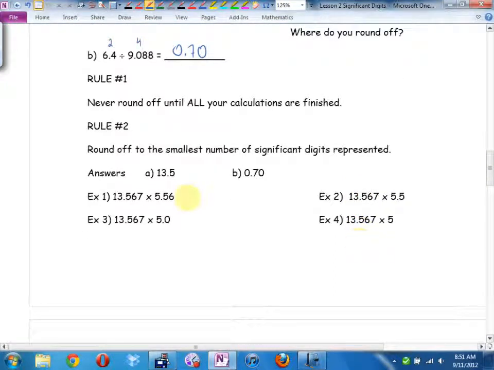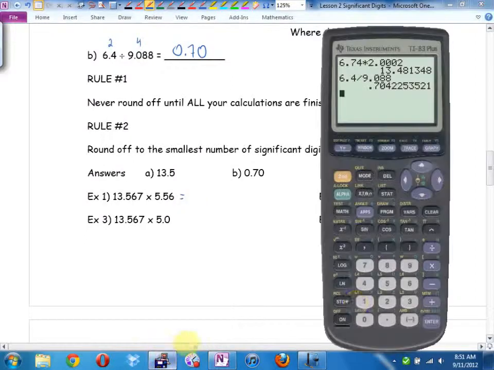Let's try example 1. 13.567 times 5.56. I'm not going to say the answer of 75.43252. How many sig figs am I going to go to in my answer here? AJ? 3. So what, point, what? 75.4. Oh, no, it's a 3 next to there, so 75.4.